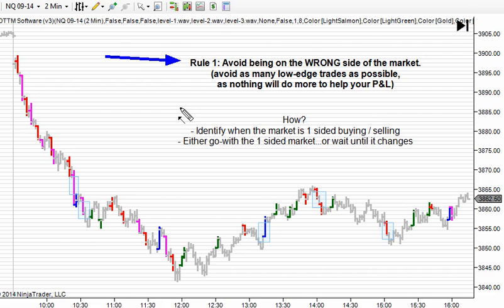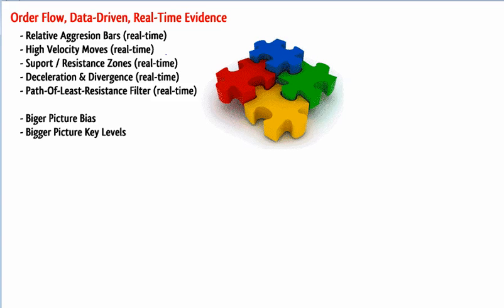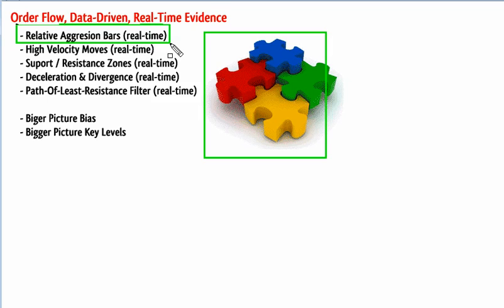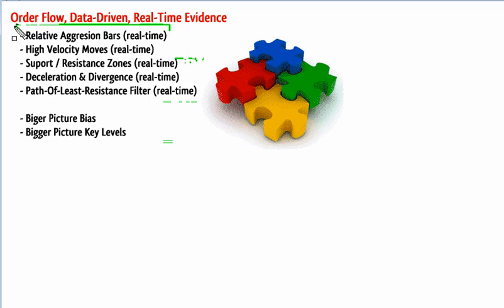So what I've done here is I've got a 2-minute NASDAQ chart, and I've taken off every indicator except for what we call our level 2 and our level 3 aggression bars. Just to give you a little bit of an overview, our software gives a lot of different what we call puzzle pieces, starting with these relative aggression bars. I've gotten rid of the support resistance zones, the deceleration, the filter. I'm not even going to talk about the bigger picture bias at this point. I just want to talk about these relative aggression bars.